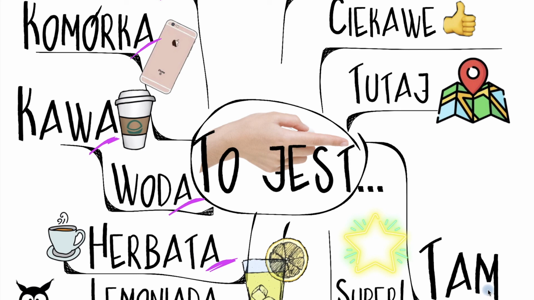It's there. This is there. Oh, well, it's there, we would say. We wouldn't say this is there. So to jest tam. It's there. It's over there. To jest tam. No difficulty here. It's superb. It's great. To jest super. That's it for today.